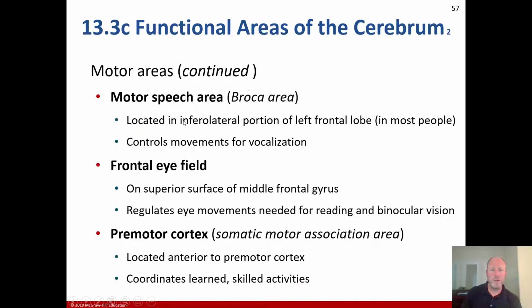So for motor areas, with motor speech area, the Broca area, it's located in the inferior lateral portion of the left frontal lobe in most people. It controls movements for vocalization. Our frontal eye field is on the superior surface of the middle frontal gyrus. It regulates eye movements needed for reading and binocular vision. Our premotor cortex, the somatic motor association area, is located anterior to the premotor cortex. It coordinates learned, skilled activities.